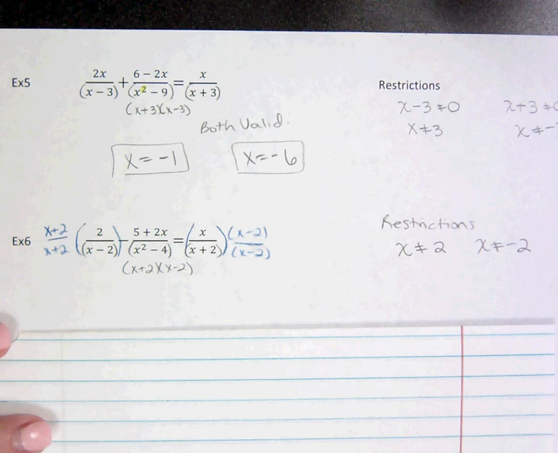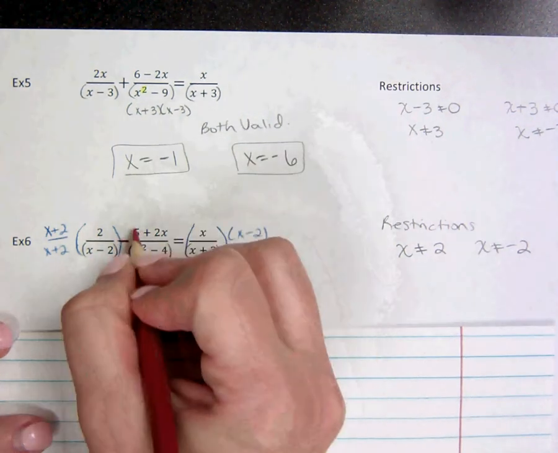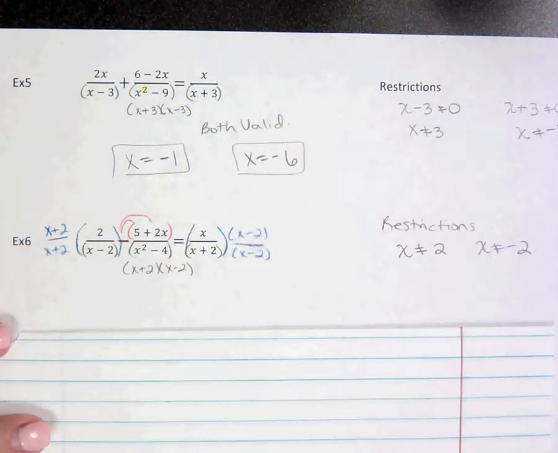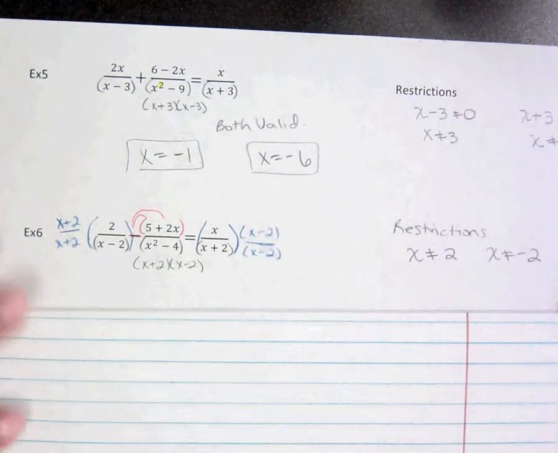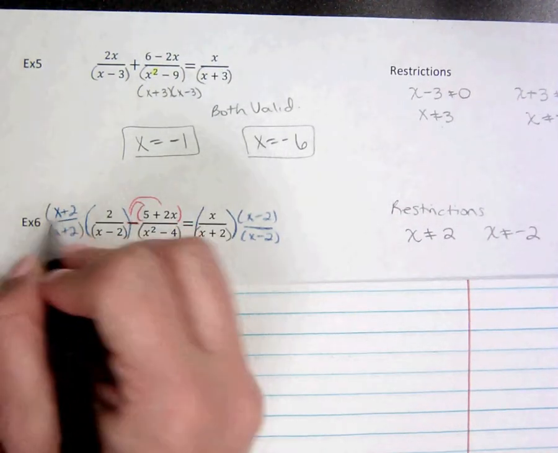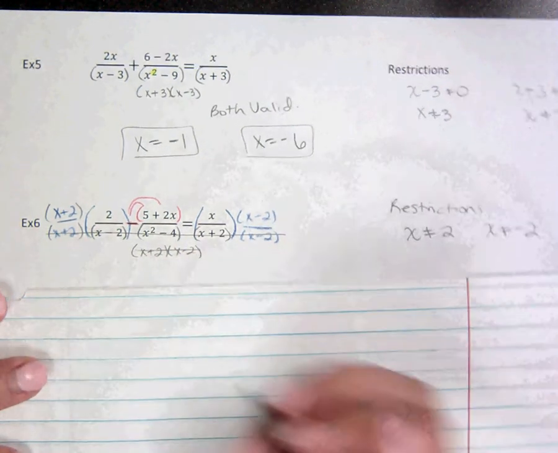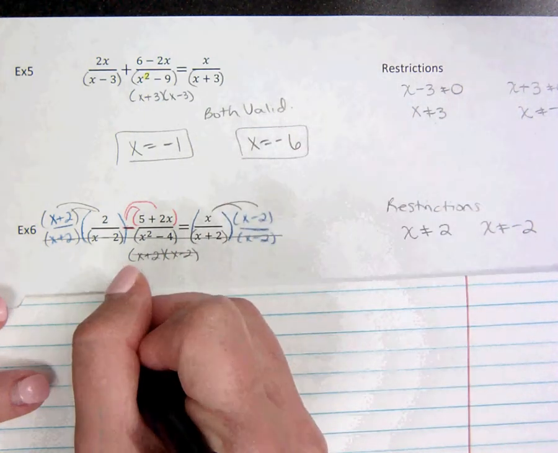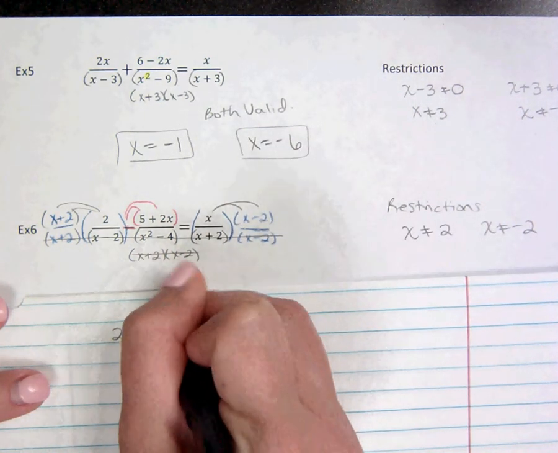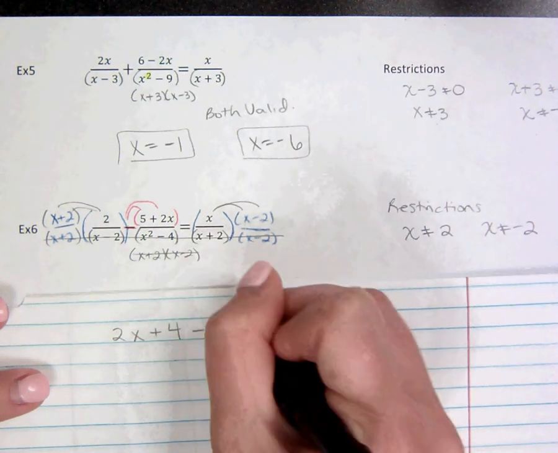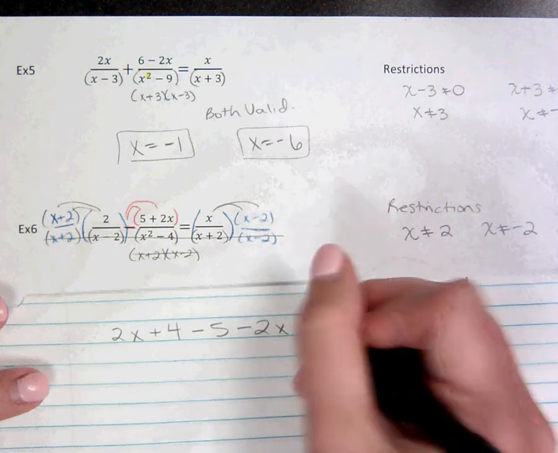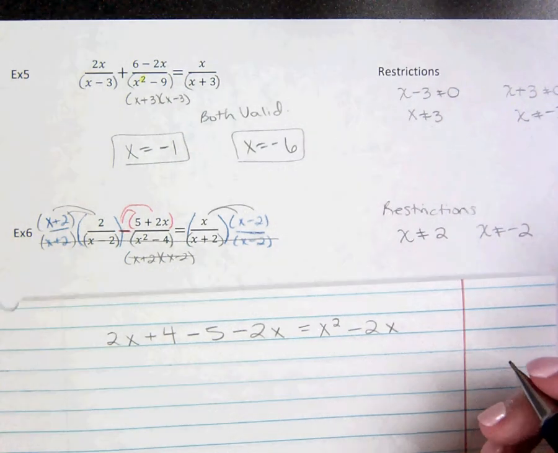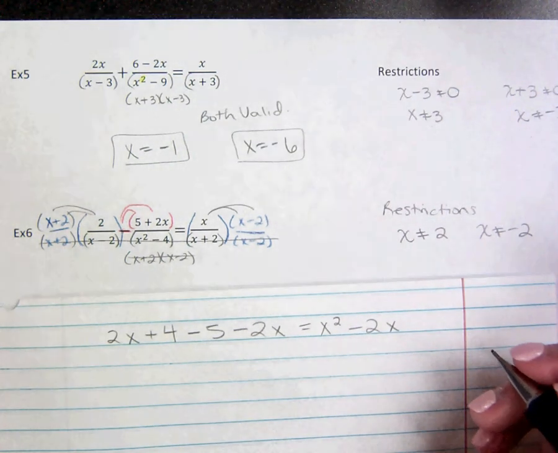The other part of this problem you have to be careful about is the subtraction here. It applies to both pieces on this numerator, so it's going to distribute. Be careful there. So once I multiply all that on, I'm going to ignore the denominator and clean this up. That might have gotten a little too messy there. So we should have 2x plus 4 minus 5 minus 2x, because of this subtraction, equals x squared minus 2x. So that's already ignoring the denominator, getting the top all cleaned up.